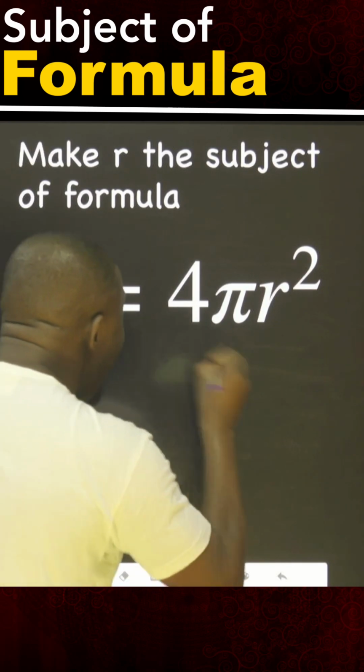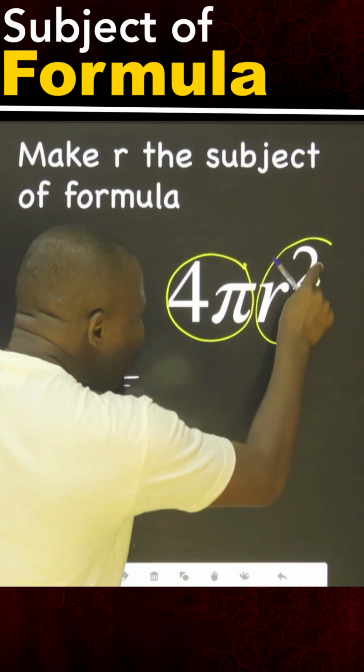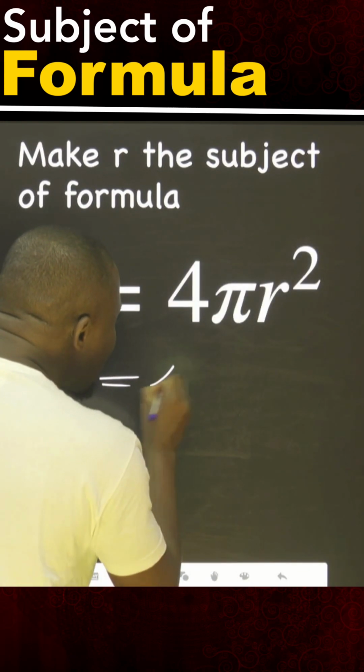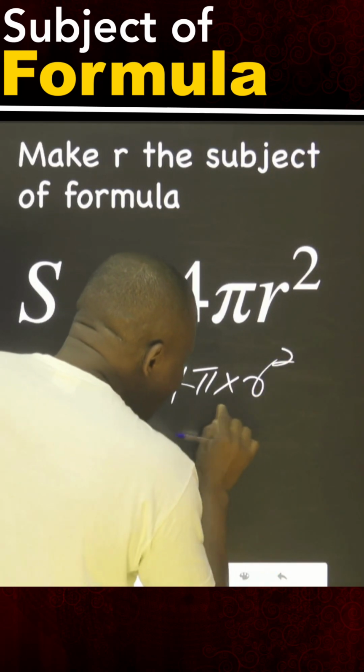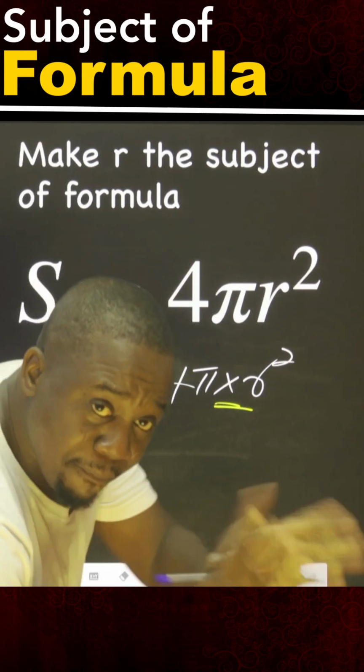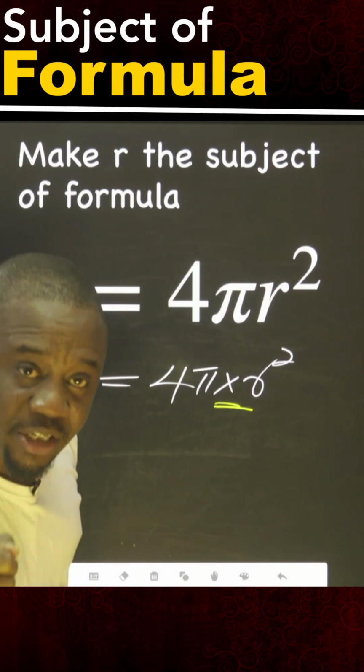One thing you must put at the back of your mind is, what is going on between these guys that are with R? What is going on between them? It is times. It's times that is happening between them. To remove times, we use divide.